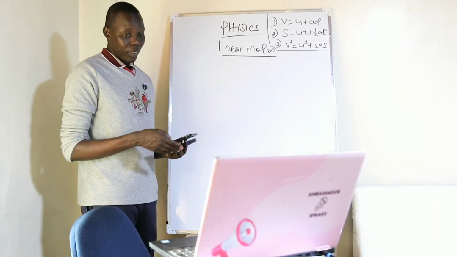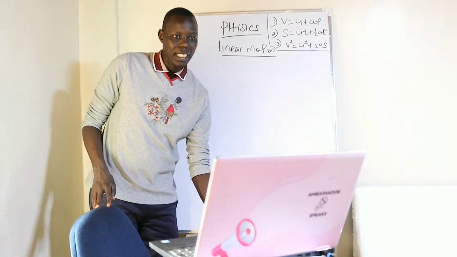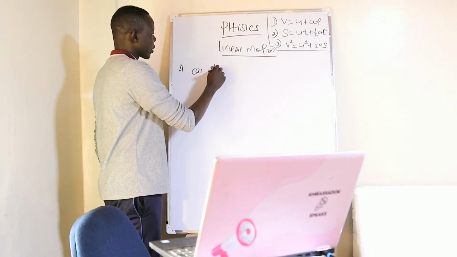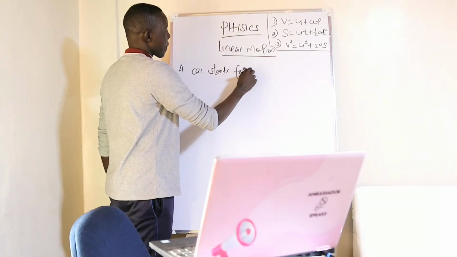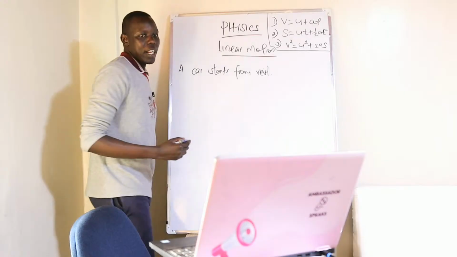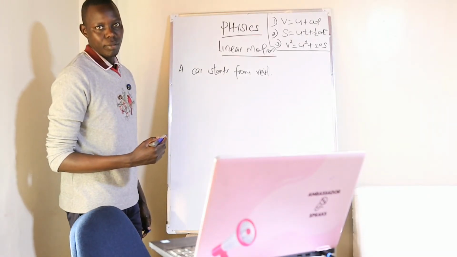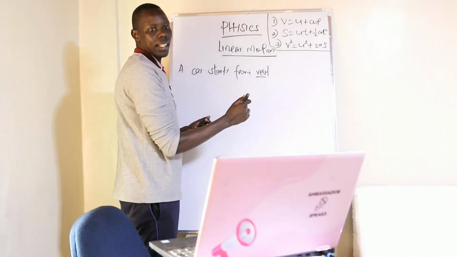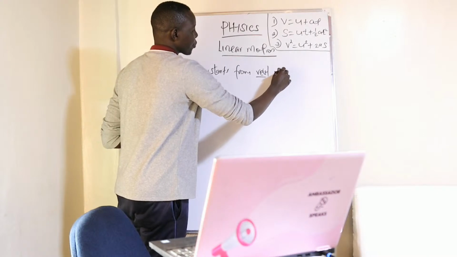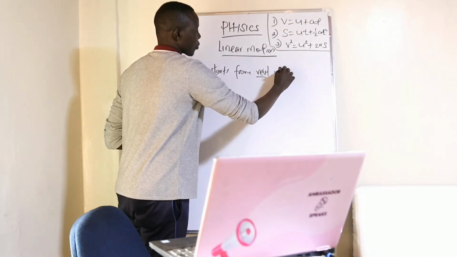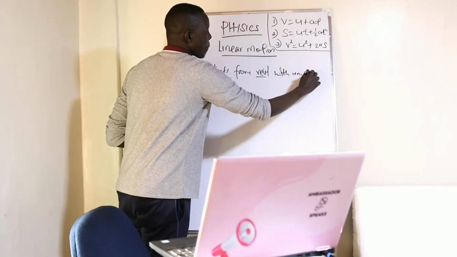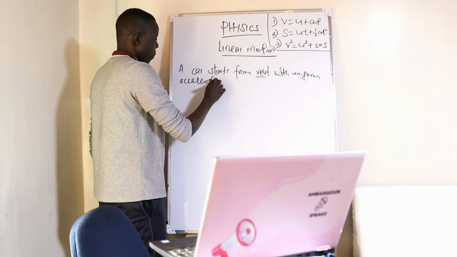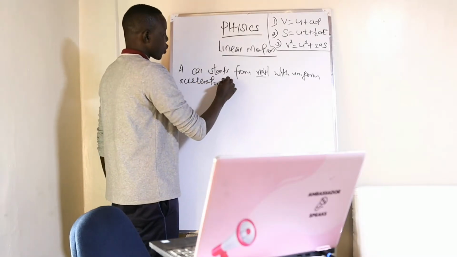Now, listen to this question. A car starts from rest. Already there is information you have been given. It starts from rest with uniform acceleration of 5 meters per second square.